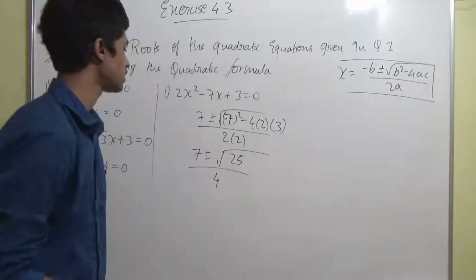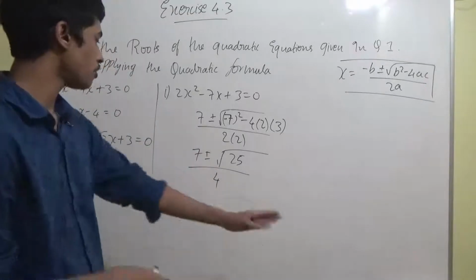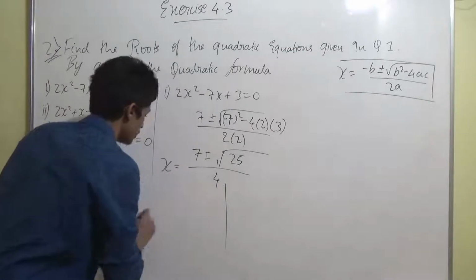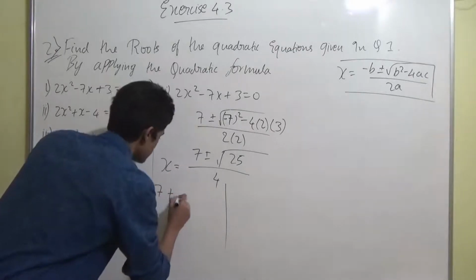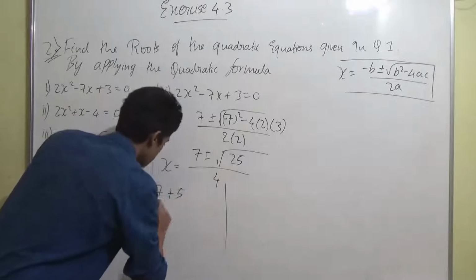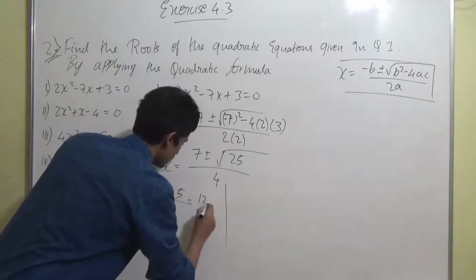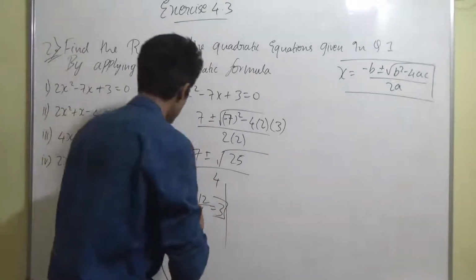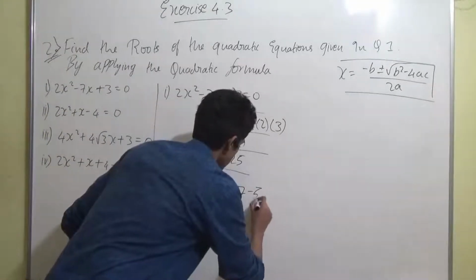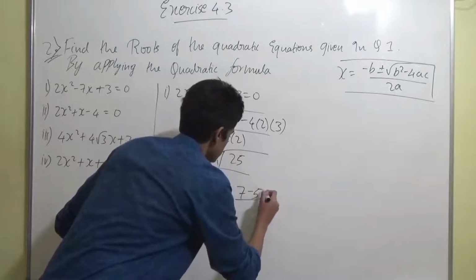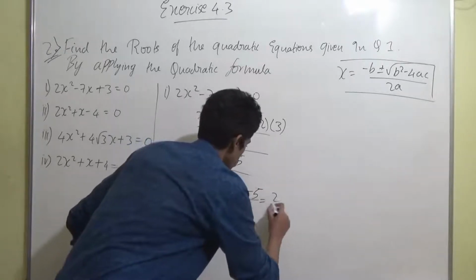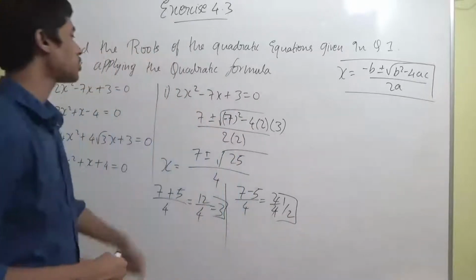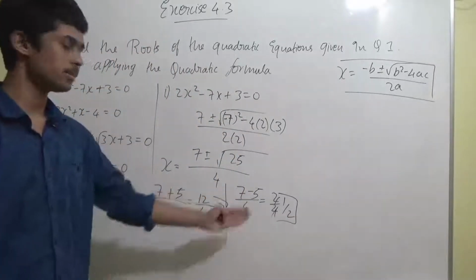So you'll get 2 solutions. One will be for plus, one will be for minus. So for plus, x equal to 7 plus root of 25, which is 5, by 4. It will become 12 by 4, nothing but equal to 3. Getting it, guys? This is one solution. The second solution is 7 minus 5 by 4, that is 2 by 4, nothing but equal to 1 by 2. These are the 2 solutions of the first equation, 3 and 1 by 2.